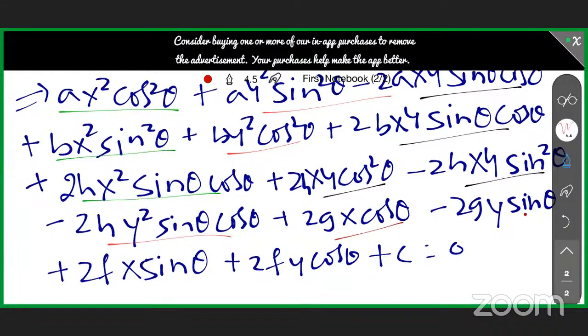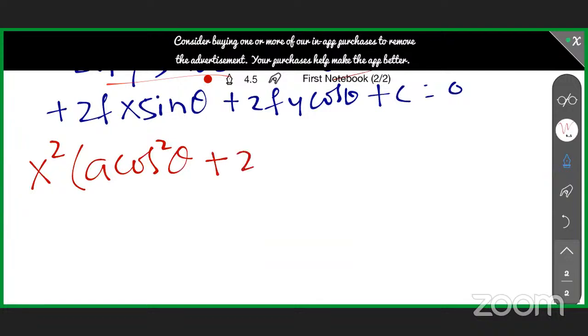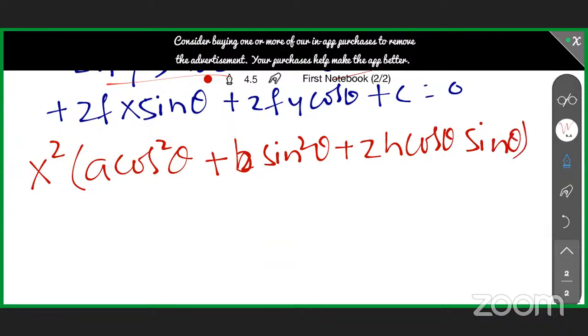What is there with x square? Tell me fast. With x square, what is there? a cos square theta, plus b sin square theta, plus what is there, 2h sin theta cos theta. 2h cos theta sin theta. This is with x square.